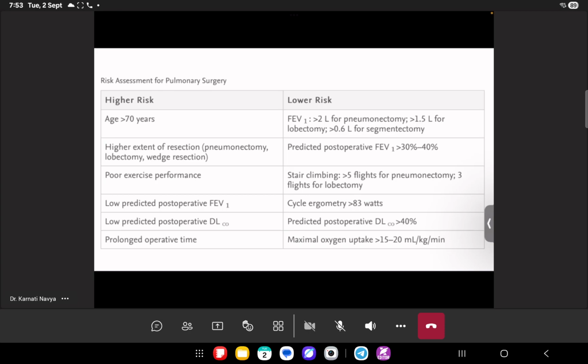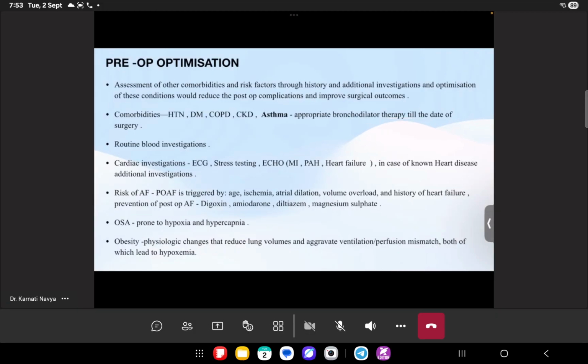If the stair climbing test shows they are able to climb more than 5 flights for pneumonectomy and 3 flights for lobectomy, and the cycle ergometry is more than 83 watts and the DLCO is more than 40%, it is considered lower risk, with a maximum oxygen uptake of more than 15 to 20.